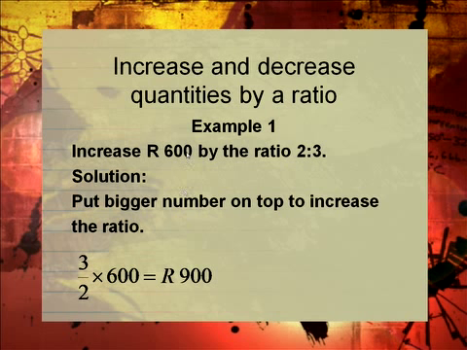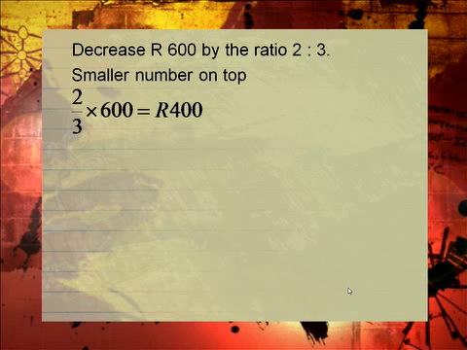Can you see that we increased it? It hasn't gone down, it went up to 900. We increased it. So let's have a look at decreasing. Decrease 600 by the ratio 2:3. Smaller number on top, so 2/3 of 600 is 400. You see, we decreased from 600 to 400.